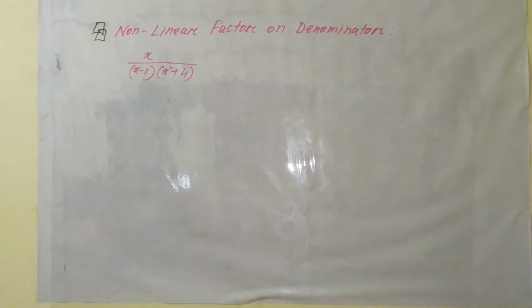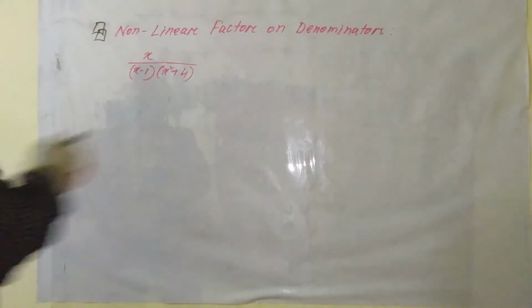Today we're gonna discuss non-linear factors in the denominator. So there you can see a problem on the board: x by (x minus 1) into (x square plus 4). So first of all, non-linear. You learned it earlier.